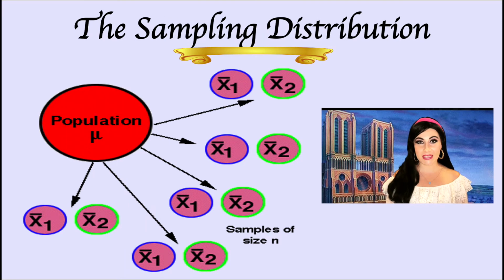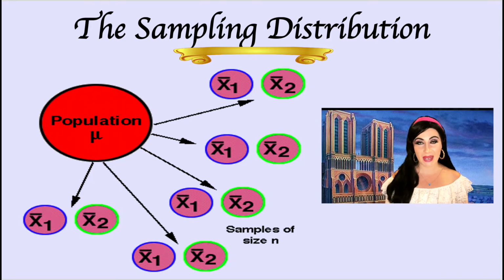If we take a look at this image here on the left-hand side, this is a great representation of what a sampling distribution looks like. In the center, in the very large red circle, we have mu, or the population mean. All the other smaller circles represent sample means from samples that have been taken from this particular population.